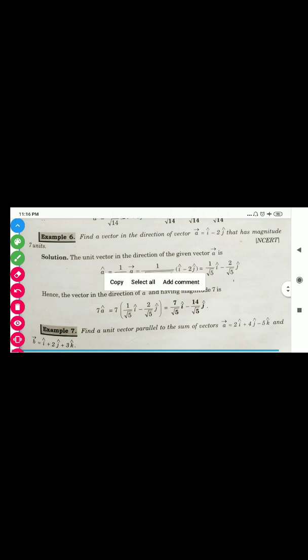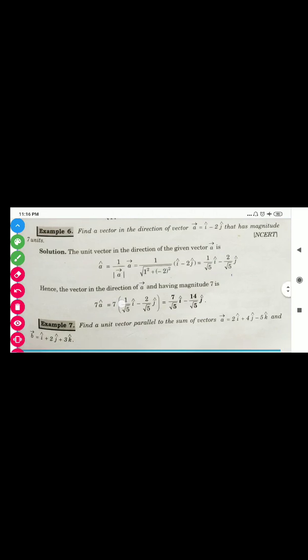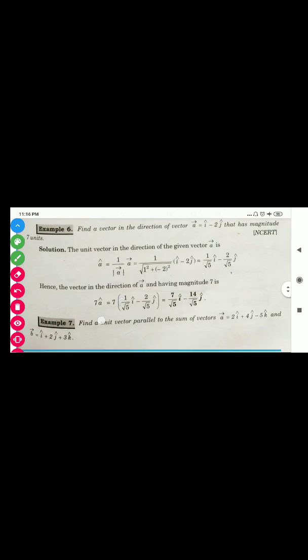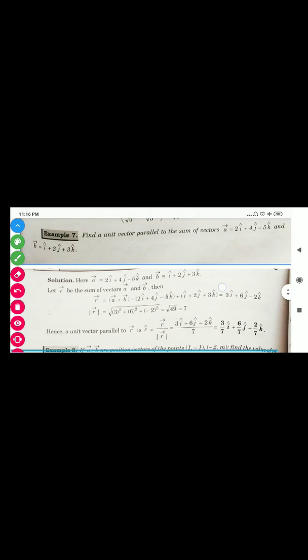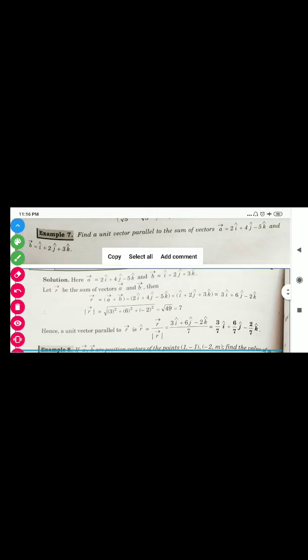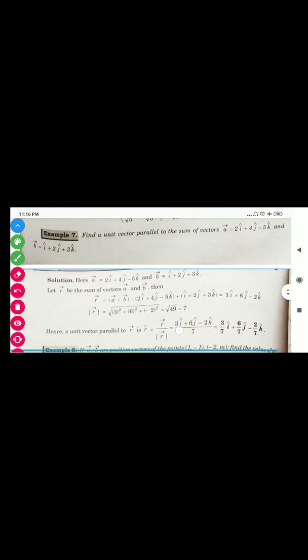So let's start. First, we will calculate the unit vector of vector a. After that, multiply this unit vector by 7. This is a very easy question. You can solve this one. I am sharing the solution with you. This is an NCERT question. Next question is find a unit vector parallel to the sum of vectors. Here it is given that vectors a and b.